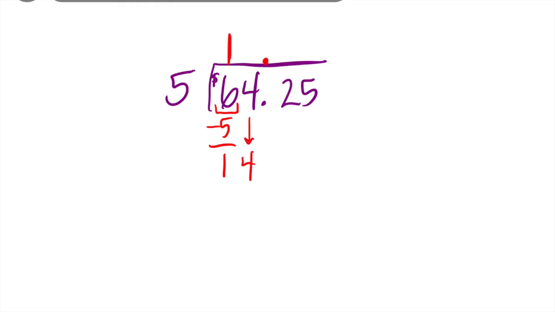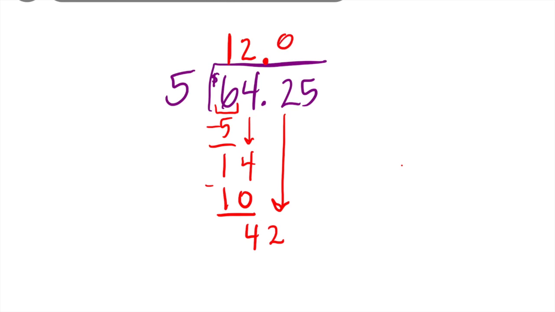And now we have 14 ones. 14 ones divided into 5 equal groups gives us 2 in each group, but we have 4 ones left over that we'll need to regroup into the tenths place. So our 4 ones become 40 tenths, and we add those 40 tenths to the 2 tenths that are already there. So we get 42 tenths.